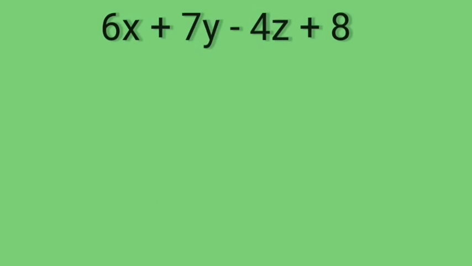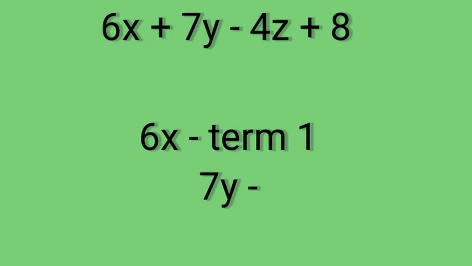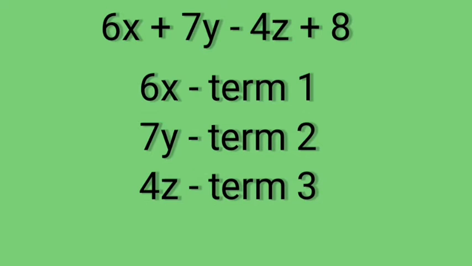The individual part of an algebraic expression is known as term. To understand better about this, now let us consider the algebraic expression 6x plus 7y minus 4z plus 8. Here, 6x is the term 1, 7y is the term 2, 4z is the term 3, 8 is the term 4.